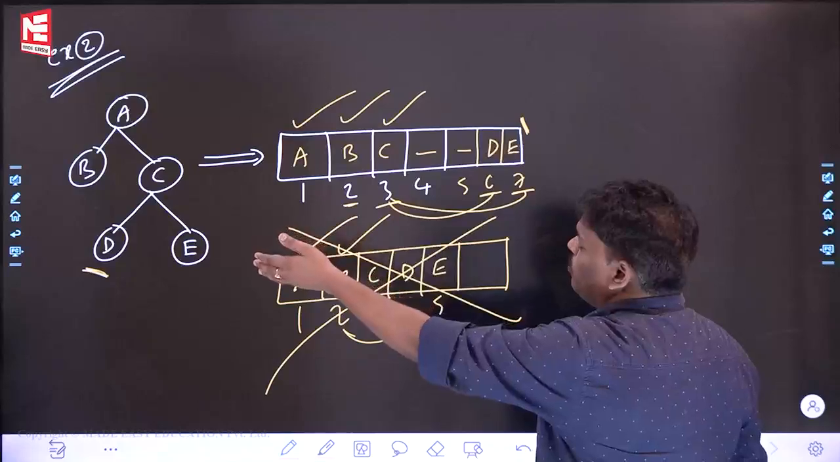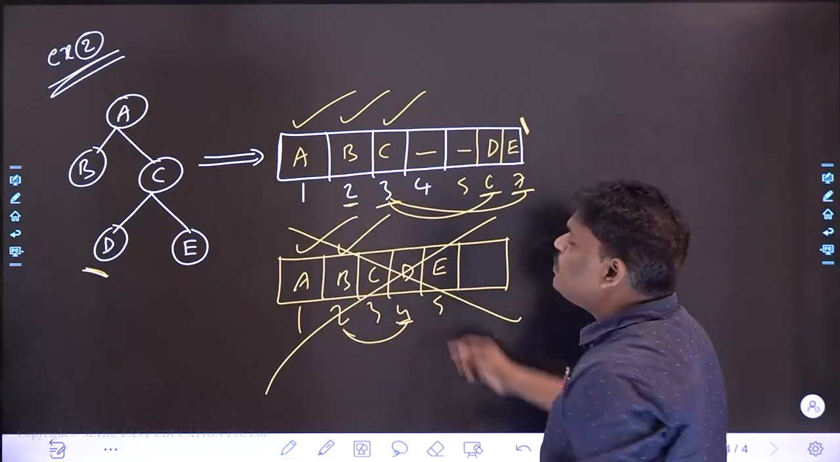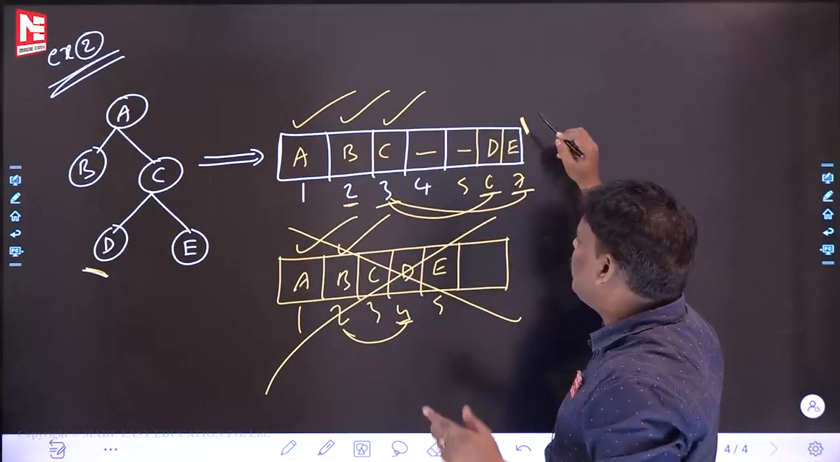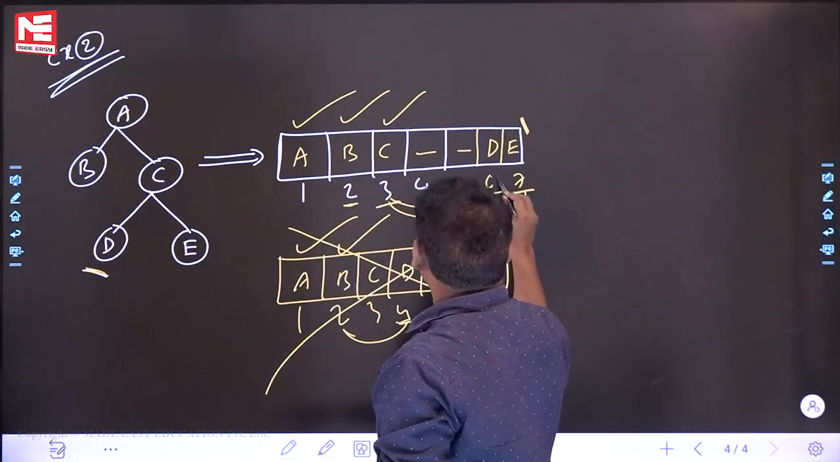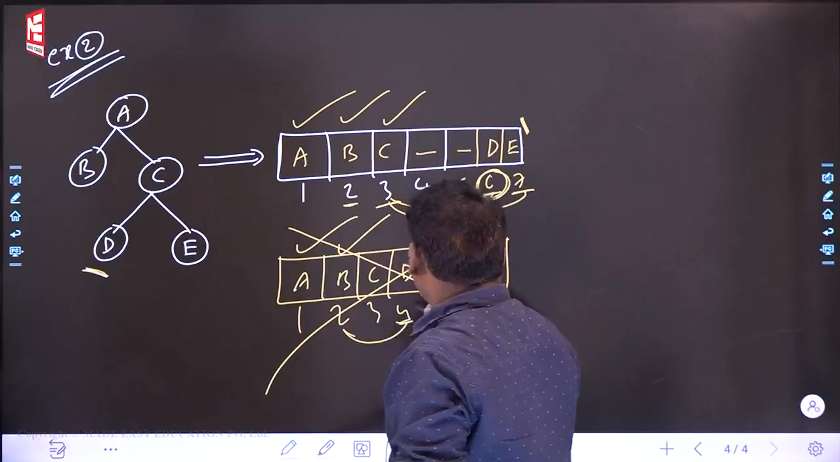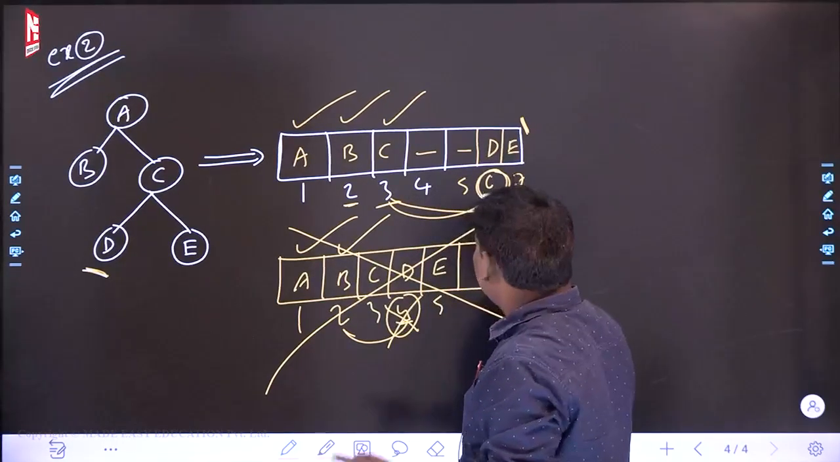So what is the problem here? If we store this binary tree in the form of an array, where the array index is starting from 1, what will be the position of D? What is the D position? 6 will be there. D position is not 4. D position is 6. Right?